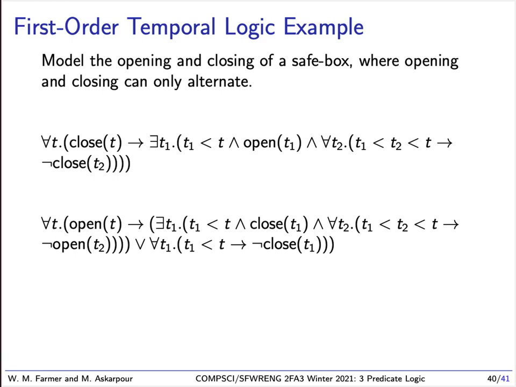The second one says that when open occurs at t, then at some time in the past it was closed and no open occurred since then, or that the initial state or the initial setting has not been changed and so the door was always closed and this is the first time we are actually opening it.